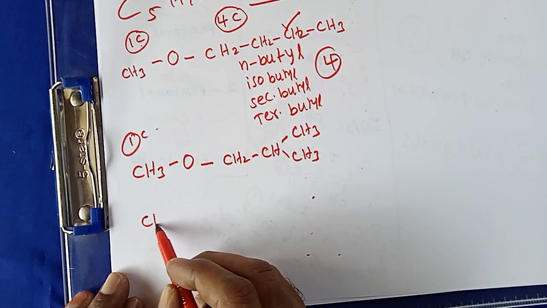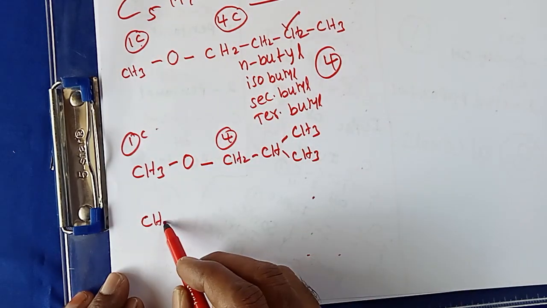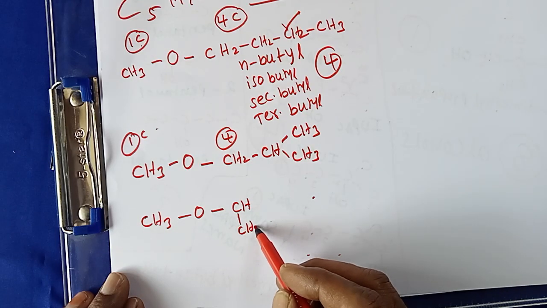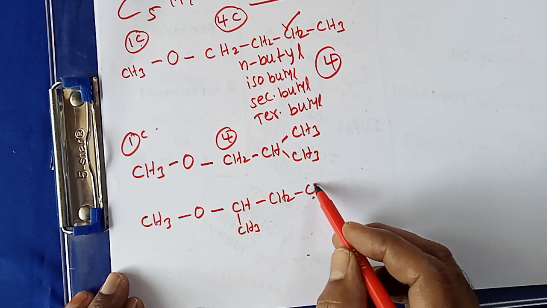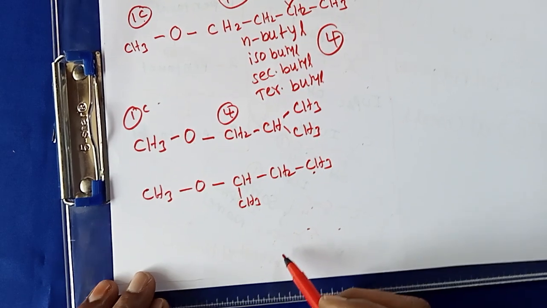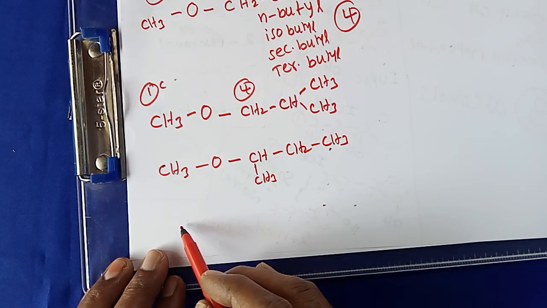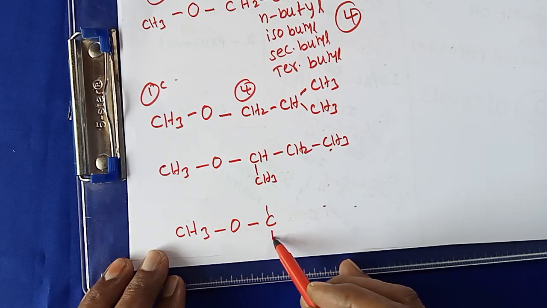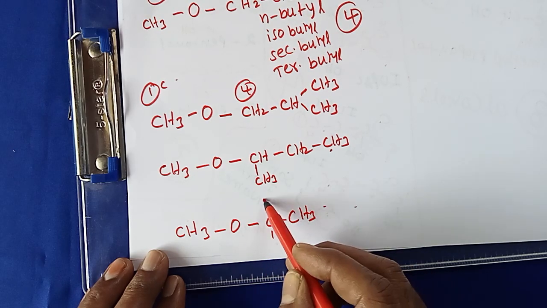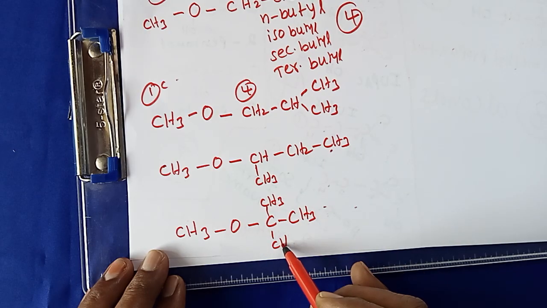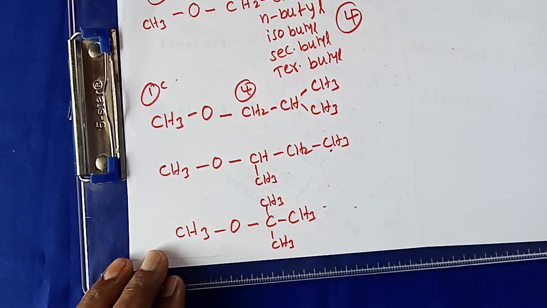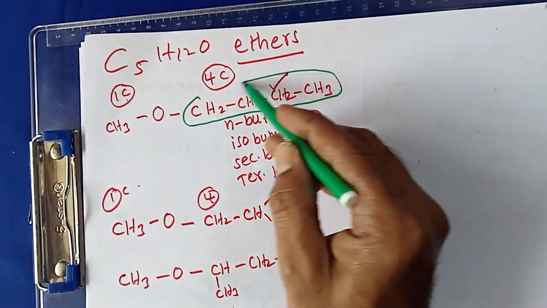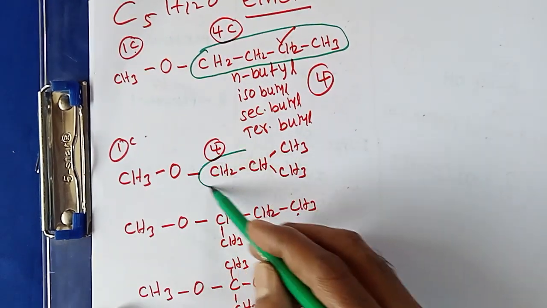Next what is that? Secondary butyl you write down. 1 carbon and 4 carbons. Here CH3, oxygen. Secondary butyl means what? CH, here CH3, CH2, again CH3. This is the secondary butyl. Next one is what? Tertiary butyl. CH3, then oxygen, carbon with CH3, here also CH3, then CH3. So what is this one? Tertiary butyl. So this alkyl group name is what? N-butyl. And this alkyl group name is what?